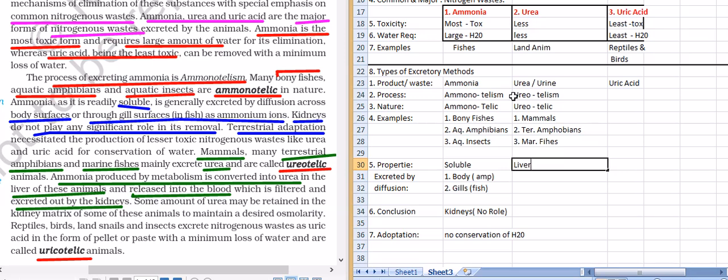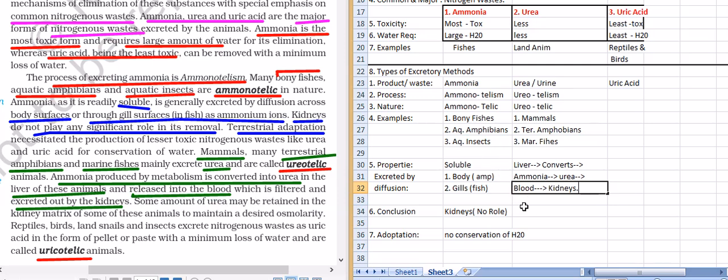Liver converts ammonia into urea, then given to the blood, then to the kidneys. This is the process, you should remember it. Okay, that's it. The topic ends here. Next, one more topic is also there.